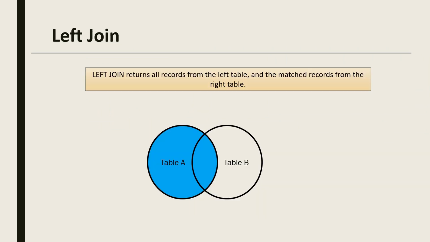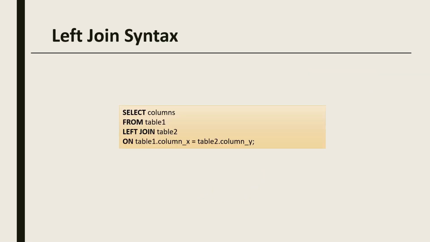The left join returns all the records from the left table and the matching records from the right table. For example, from the graph we can understand that it will return all the records from table A, but only the matching value from table B. And the syntax for this one is similar. Here, the SELECT followed by the column name from table 1, followed by LEFT JOIN table 2, and ON is the keyword where we need to put the common column. How can it be done? Table 1 dot column X equal to table 2 dot column Y.